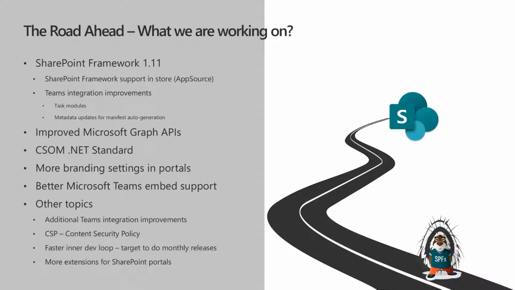There's also going to be more branding settings in portals. So improved headers, footers, all of those settings from a branding perspective. And in general, there are better improvements on the Microsoft Teams side. Microsoft Teams is absolutely a focus area for us in the SharePoint and OneDrive platform team, or well, in SharePoint and OneDrive in general. So Teams integration improvements, content security policy in the pipeline, faster dev loop of planning. We've been trying to get there for quite a long time, not yet, and more extensions in the SharePoint portals. We talked about those quite a few times already, but no timelines for those at this point.